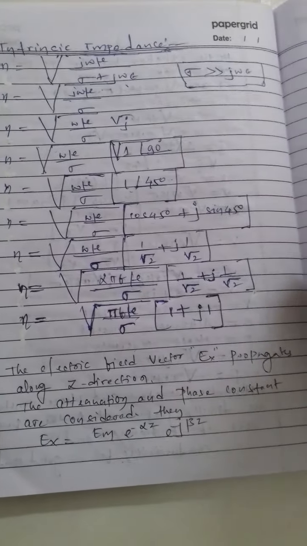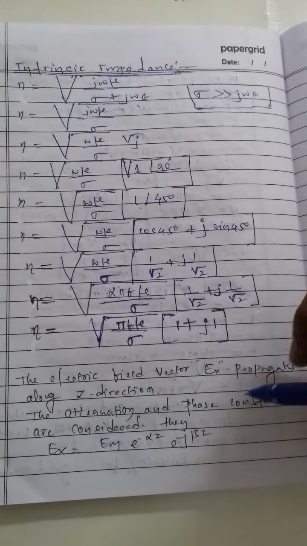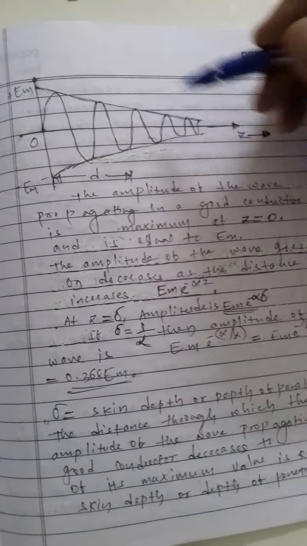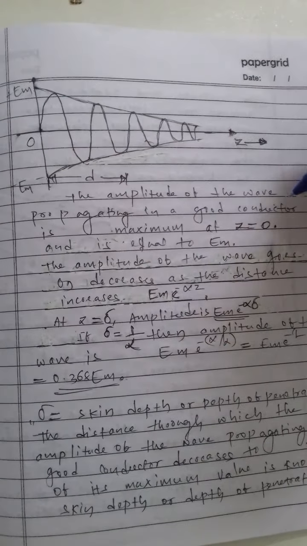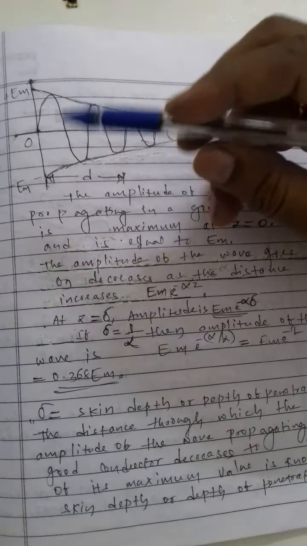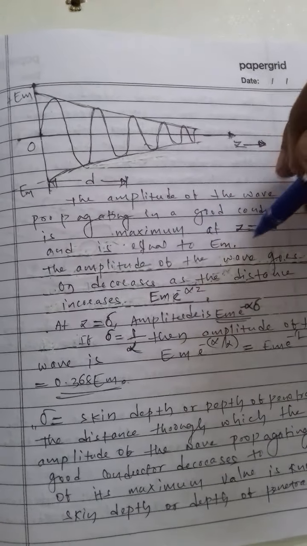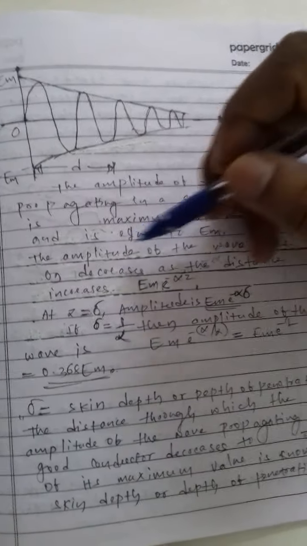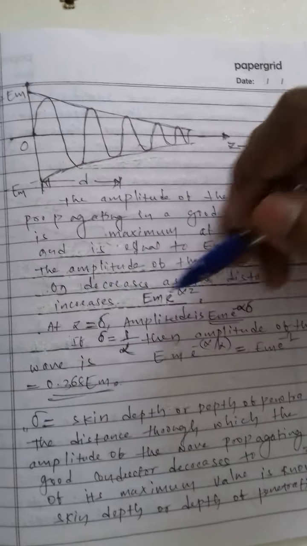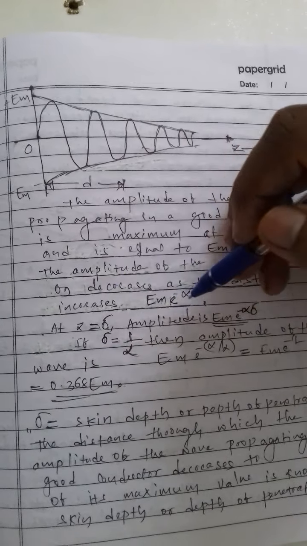The electric field vector Ex propagates along the z direction. When the attenuation and phase constants are considered, Ex is equal to Em e raised to minus alpha z into e raised to minus j beta z. The amplitude of the wave propagating in a good conductor is maximum at z equal to 0 and is equal to Em. The amplitude of the wave decreases as the distance increases, that is, Em e raised to minus alpha z.